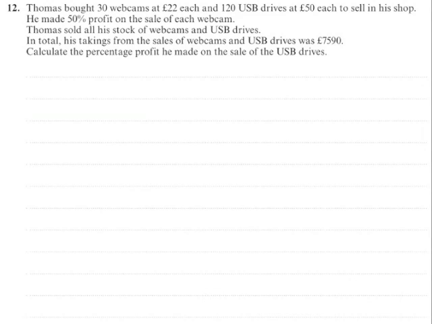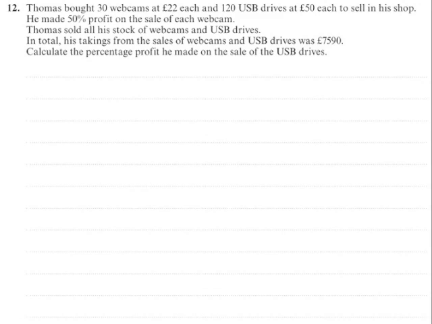Thomas bought 30 webcams at £22 each and 120 USB drives at £50 each to sell in his shop. He made 50% profit on the sale of each webcam. Thomas sold all his stock of webcams and USB drives. In total, his takings from the sales of webcams and USB drives was £7,590. Calculate the percentage profit he made on the sale of the USB drives.